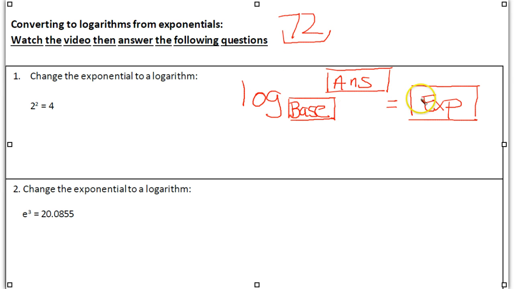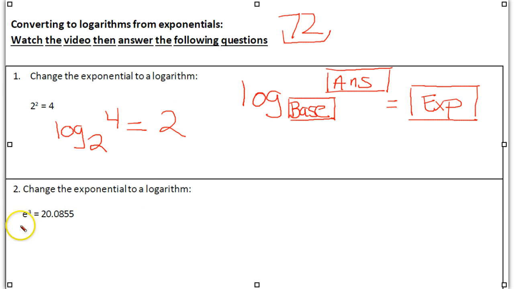Again, I would write this up there. This is the procedure we're going to follow, going from exponential form to its logarithmic form. So they want logarithmic. First thing I'm going to do is write down log. Now, what is my base here? Well, my base is 2. What is my answer? Well, my answer is 4. And what is my exponent? 2.